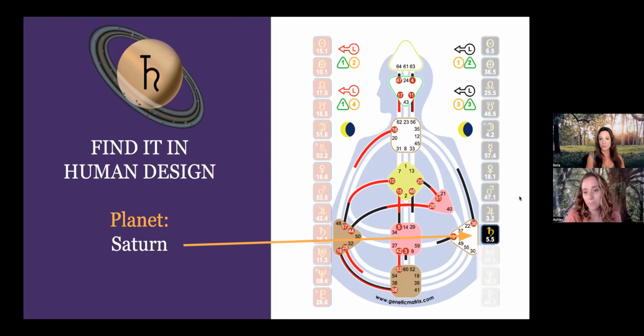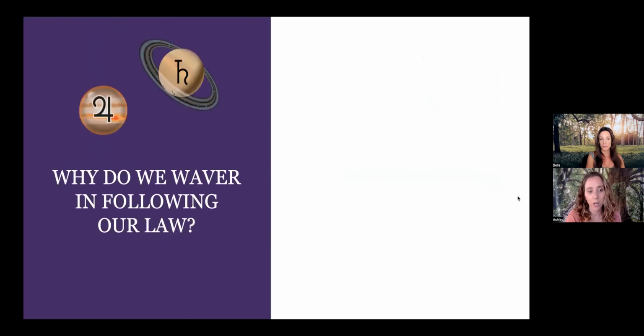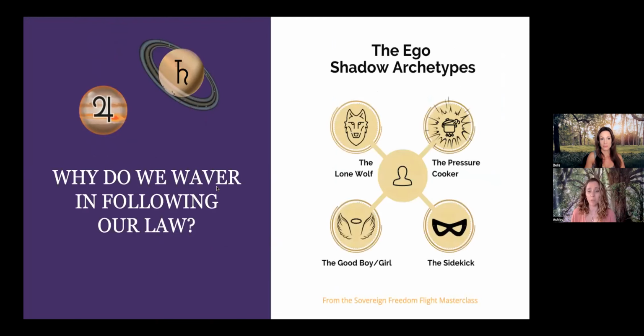Okay. So just like we were asking, why wouldn't we follow our law? Why do we waver in following our law? We have these two planets, Jupiter and Saturn. Saturn can be the judge, it can be the teacher. It kind of plays along with Jupiter. If you're not following your law, it's going to quote unquote punish you. And we'll unpack what punish means in a little bit. But there are all sorts of reasons why we aren't going to be following our law.